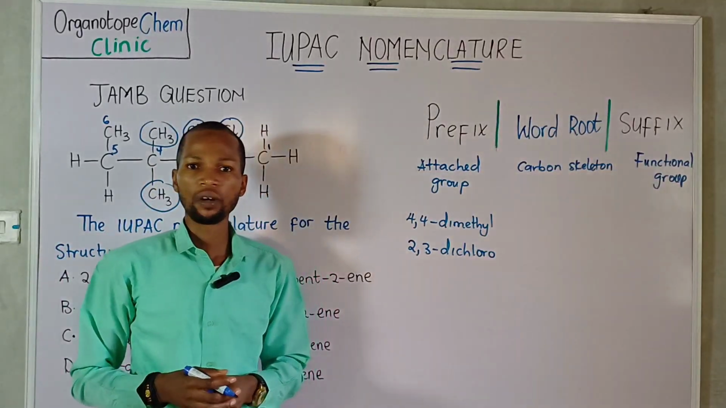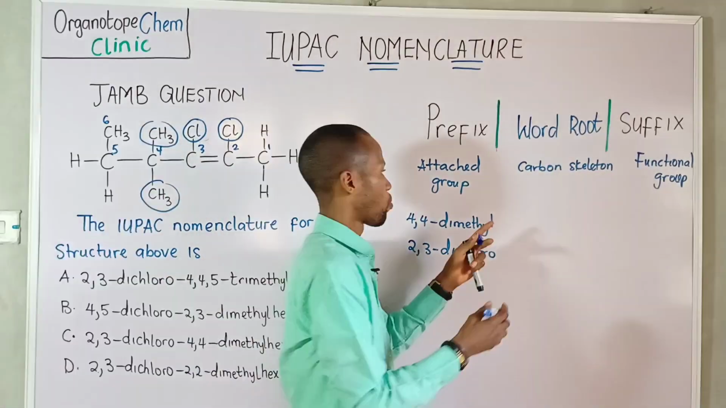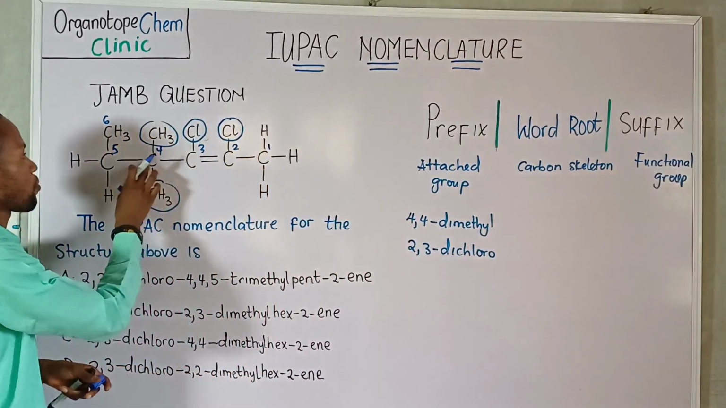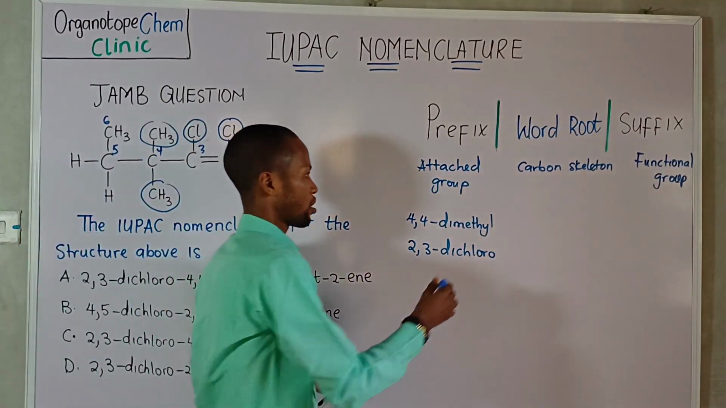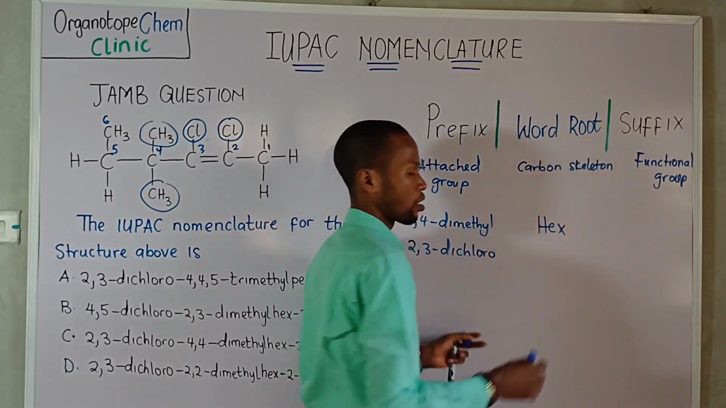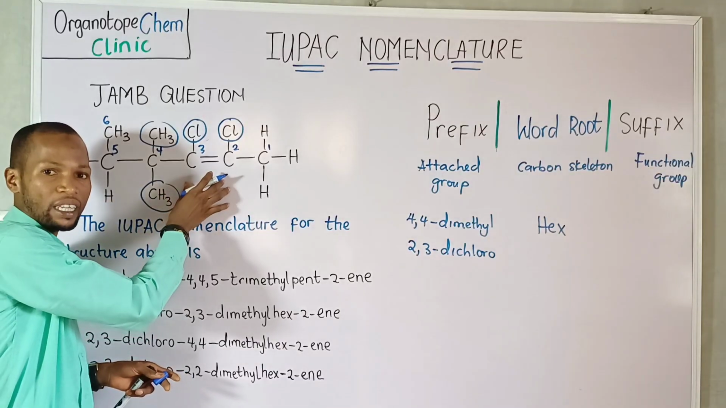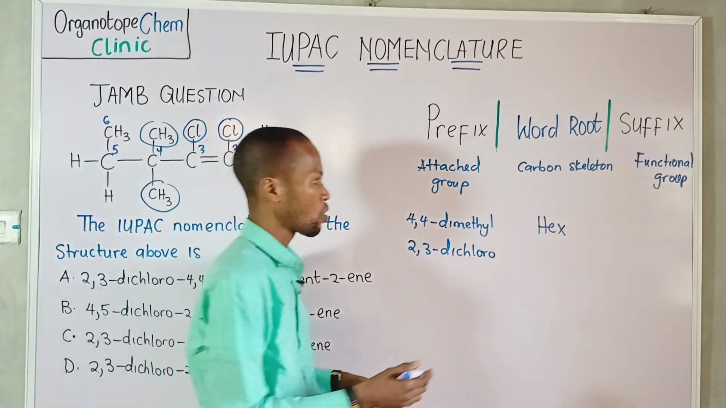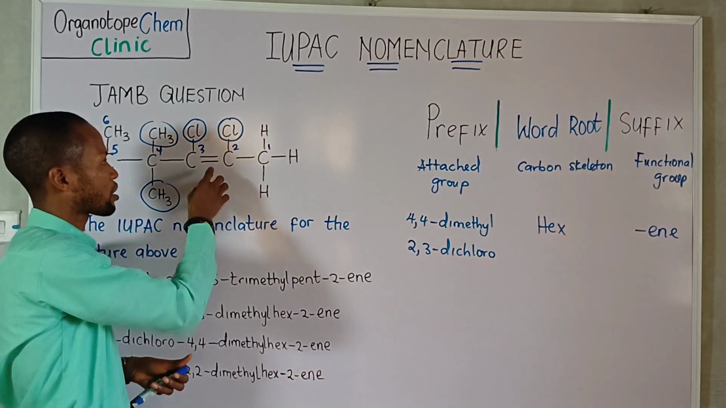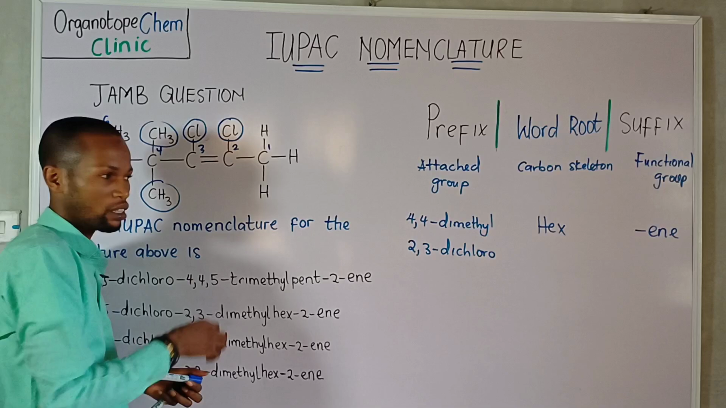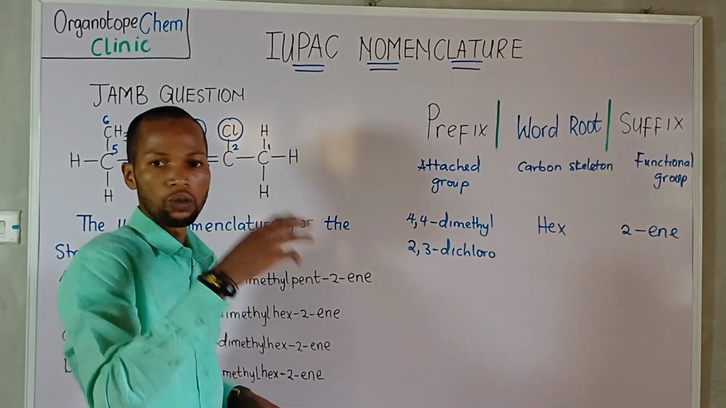So can we indicate the carbon skeleton? Since we've identified the substituent groups in this organic compound, we have 1, 2, 3, 4, 5, 6: 6 carbon atoms. Therefore, it is hex. And the functional group in this organic compound is the carbon-to-carbon double bond right here, which indicates what? The suffix. We have double bond as in -ene. The double bond is located on carbon number 2. Okay? So I'm going to introduce an infix, which is 2 right here.